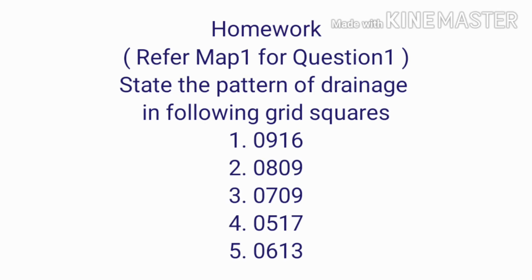Now take map 1 for question 1, which is given at the end of your textbook, and find the pattern of drainage in the following grid squares. You have to consider only the given grid square. No need to check the pattern of drainage in the surrounding grid squares.